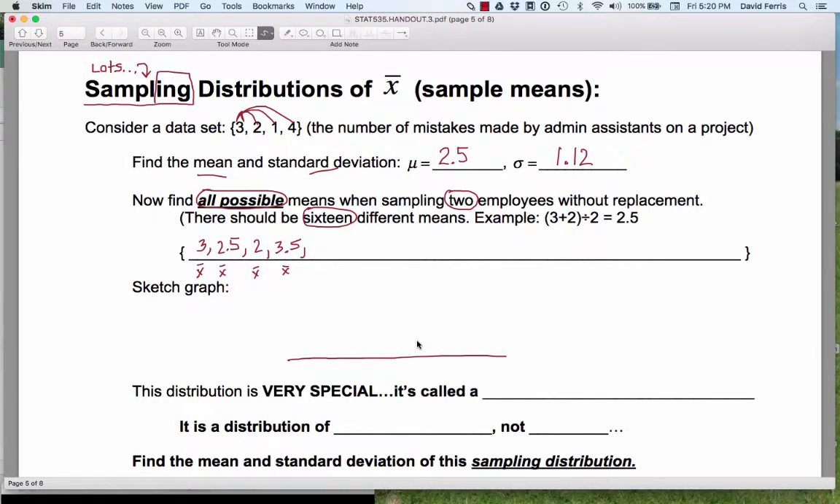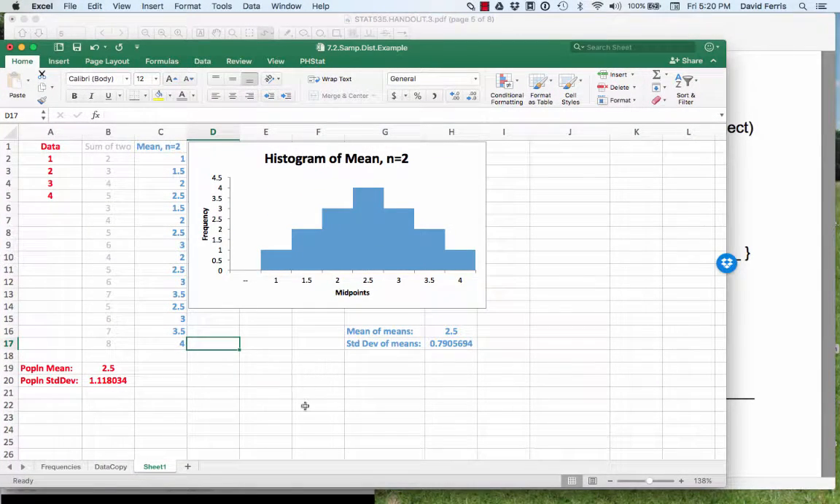So let me switch gears and go to Excel. I have put the 4 numbers of the data set in order, just because it's easier to think about. There's our data, 1, 2, 3, 4, and I added all possible pairs of them, and then divided each by 2 to get the 16 averages. So in this list of blue numbers, these are the 16 means from the 16 possible samples of 2 numbers. And if you'll notice, the histogram for all of these is perfectly symmetric.